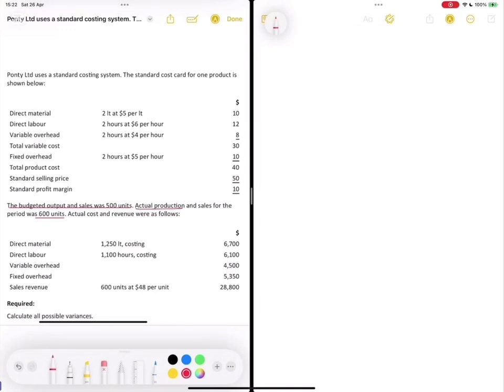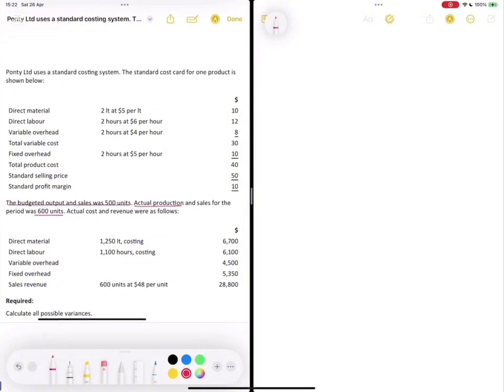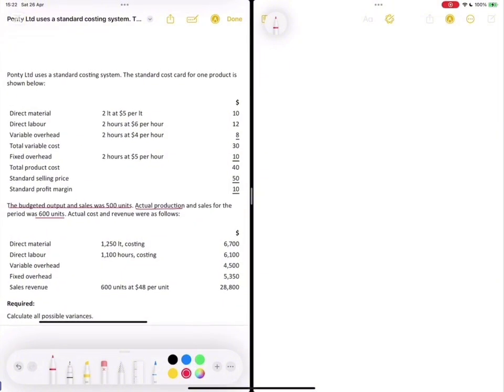Right. Then the actual cost and revenue were also given. Right. The actual material cost, labor cost, overhead, fixed cost, and sales revenue. And we're asked to calculate all the possible variances. We will do the first four that we have touched on today, but we'll leave the sales revenue variance for tomorrow when we've done that part. So I'm not going to touch sales revenue variance today. It's easy, but because of time, I don't think we can cover it.